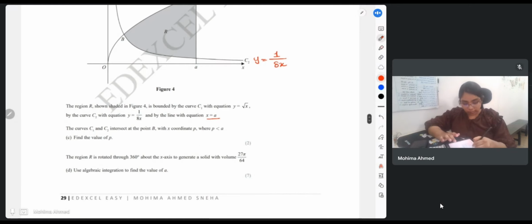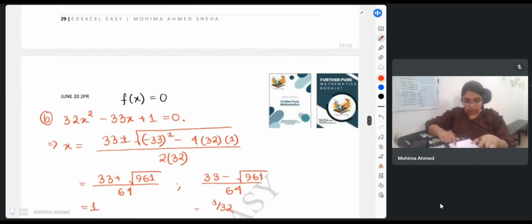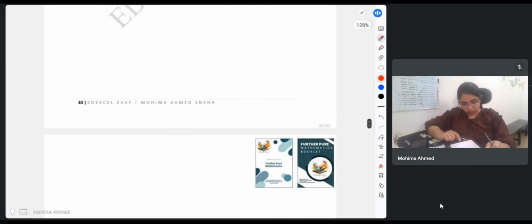And the curves C1 and C2 intersect at point B with x-coordinate B. We need to find the x-coordinate of B. So in that case, we just substitute the equation in equation 1 into equation 2. Like substitute the equations over here.